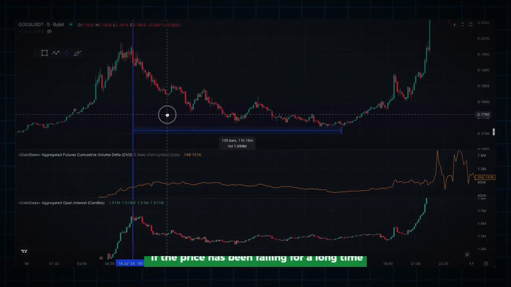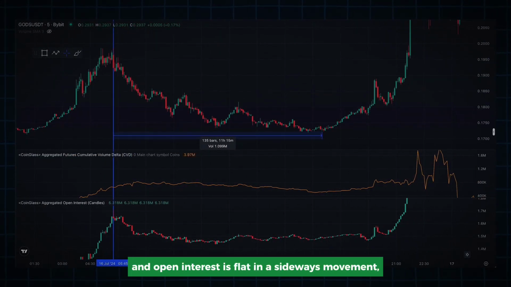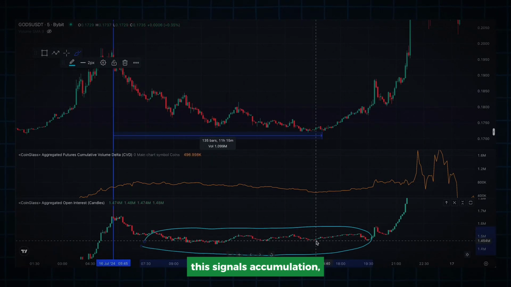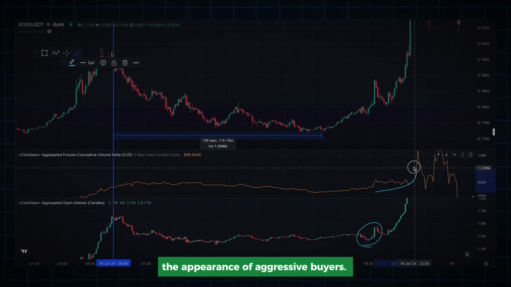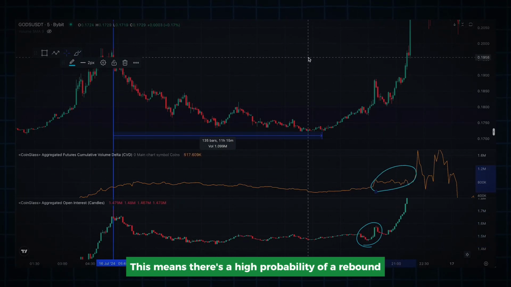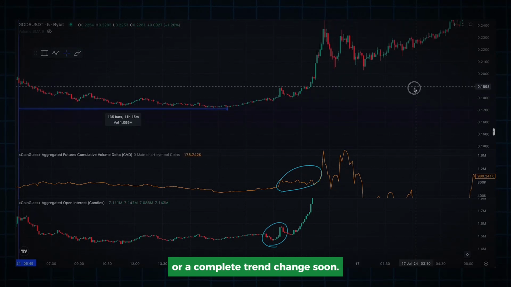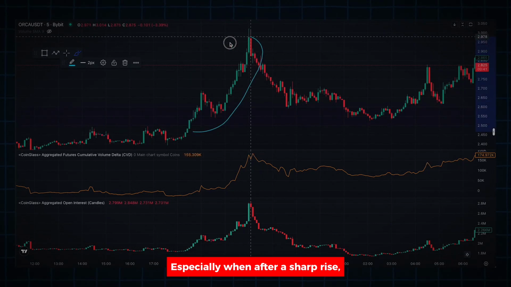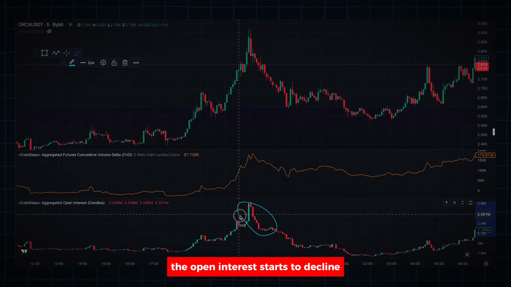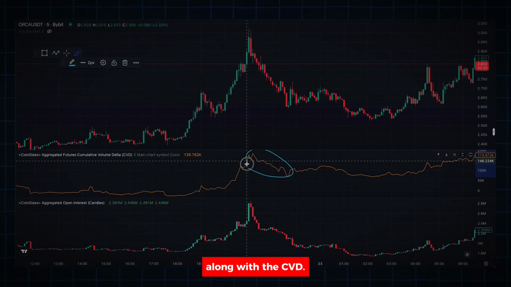Number 2. If the price has been falling for a long time and the open interest is flat in sideways movement, this signals accumulation, and if this is accompanied by a rise in CVD, the appearance of aggressive buyers, this means there is a high probability of a rebound or a complete trend change soon. The principle for opening a short position is similar, especially when after a sharp rise the open interest starts to decline along with the cumulative volume delta.